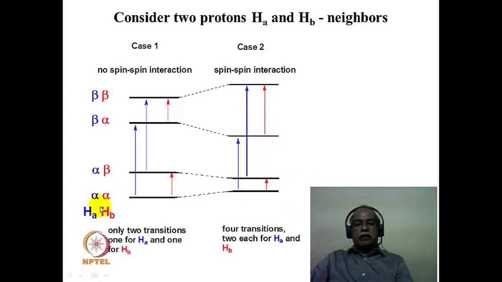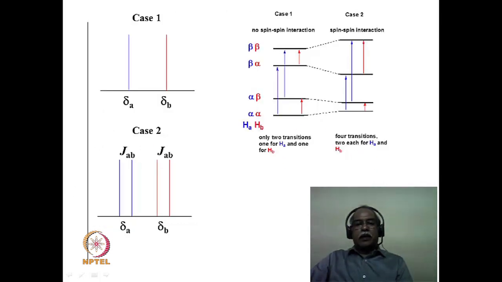In other words, HA goes from the alpha state to the beta state when HB is in the alpha state. Similarly, HA goes from alpha to beta state when HB is in the beta state. These are the two possibilities for HA. Similarly, HB can go from the alpha state to the beta state when HA is in the alpha state, and when HA is in the beta state, giving two transitions. So a two spin system which is not interacting will act independently and give respective signals as a single line.